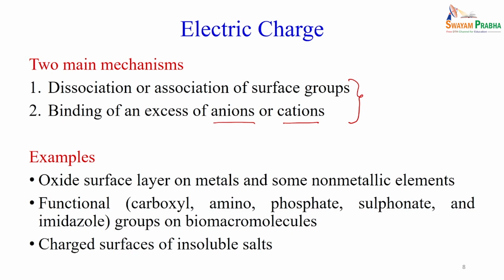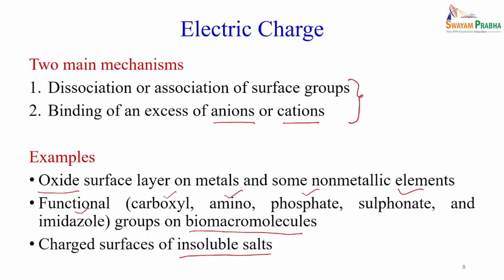I have listed a few examples like oxide surface layers on metal and non-metallic elements. So, oxides, obviously, will be negatively charged. If you look at the biomacromolecules, they are going to have different charges: carboxylic group, amine group, phosphate group, sulfonate group and imidazole group. So, depending on these functional groups, they are going to have different charges. And of course, if there is some salt solution and salts are adsorbed on the surface, then depending on the charge of the salt, the surface is going to have a different charge.